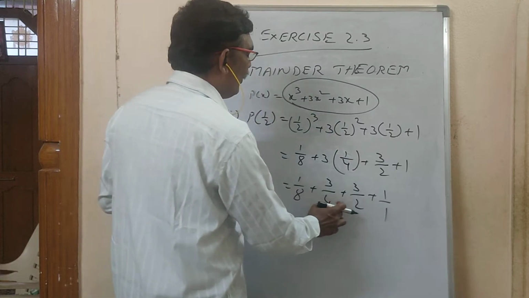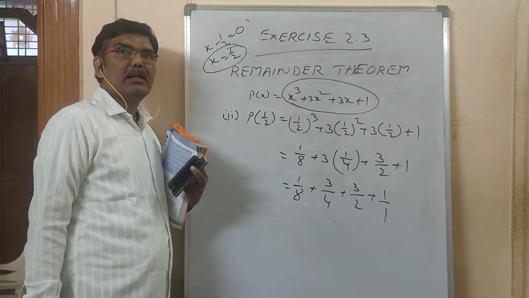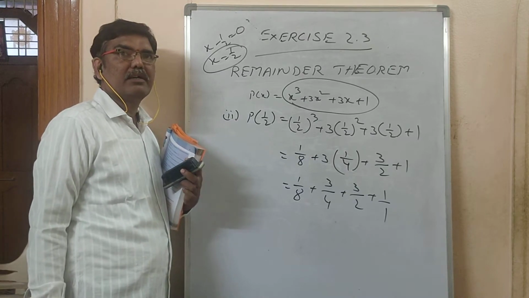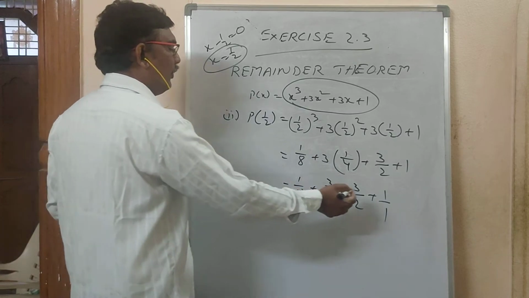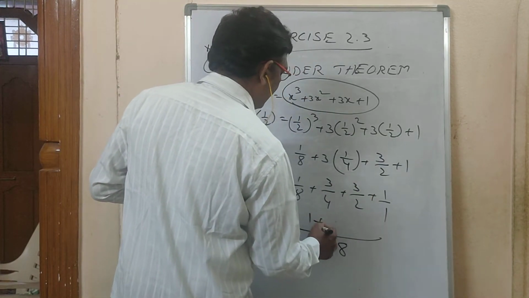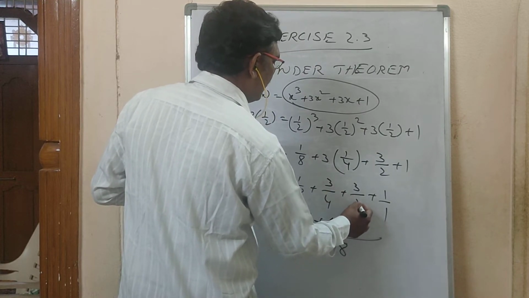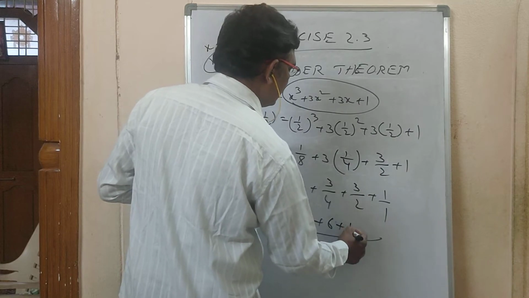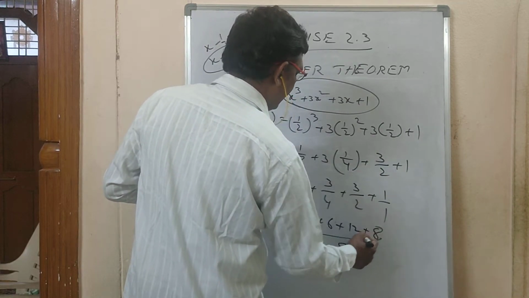8, 4, 2, 1. We should take an LCM for that. The LCM of 8, 4, 2, 1 is 8. 1: how many times will 4 go? 2 times. 2 3s are 6. 2: how many times will it go? 4 times. 4 3s are 12. 1: how many times will it go? 8 times. 8 1s are 8.